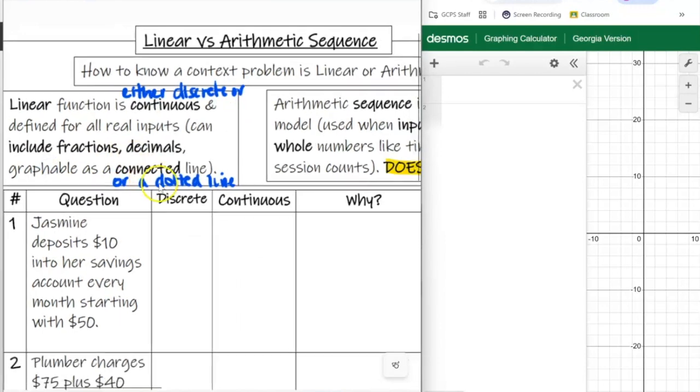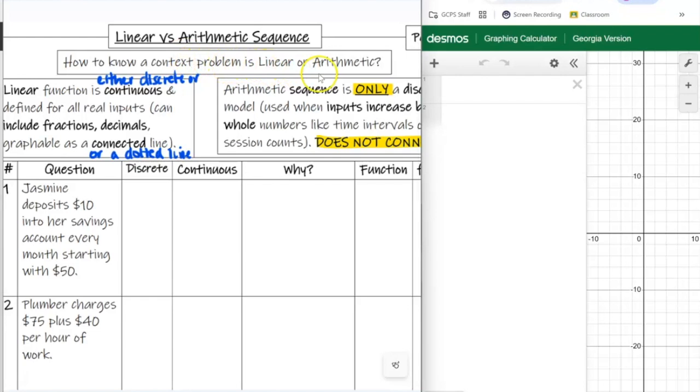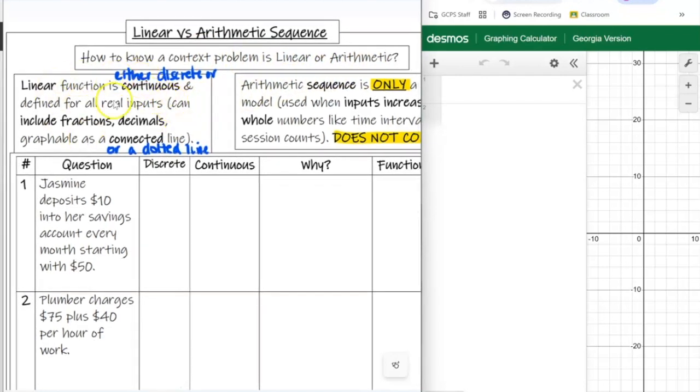All right, so today we're going to look at linear versus arithmetic sequences. How do you know a context problem is linear or arithmetic? Please go ahead and make this correction to these notes.